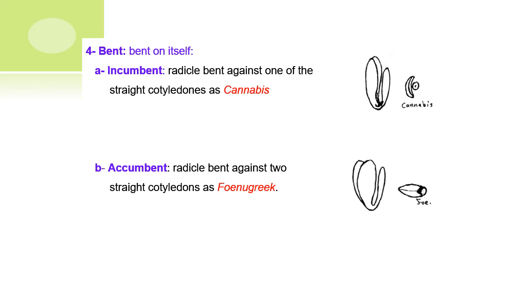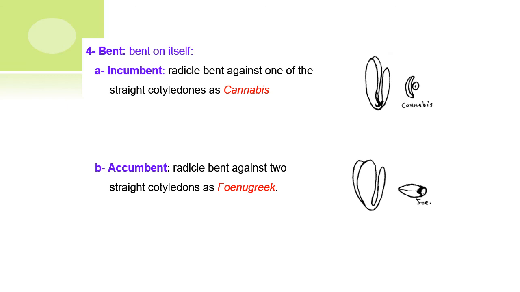Bent, when the radicle or the cotyledons bend on itself, we have incumbent or accumbent type. In the incumbent type, the radicle is bent against one of the cotyledons in dicot plants, as in cannabis. Here, the radicle, the cotyledon facing the radicle, and the other cotyledon away from the radicle. This will be more clear here: one cotyledon, the other, and the radicle.